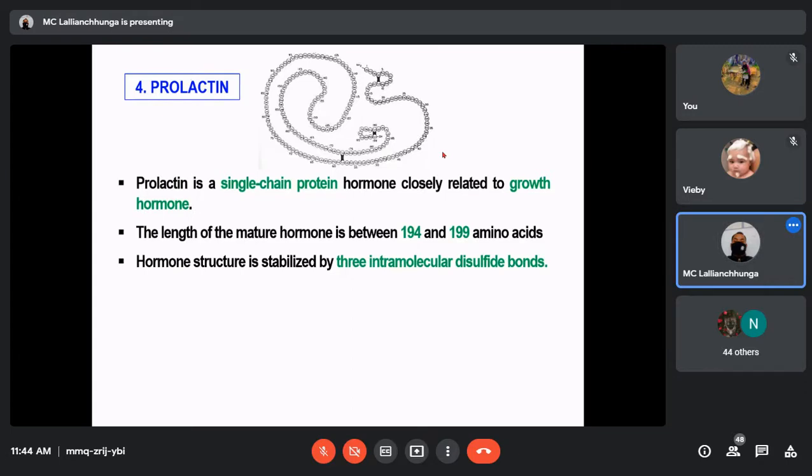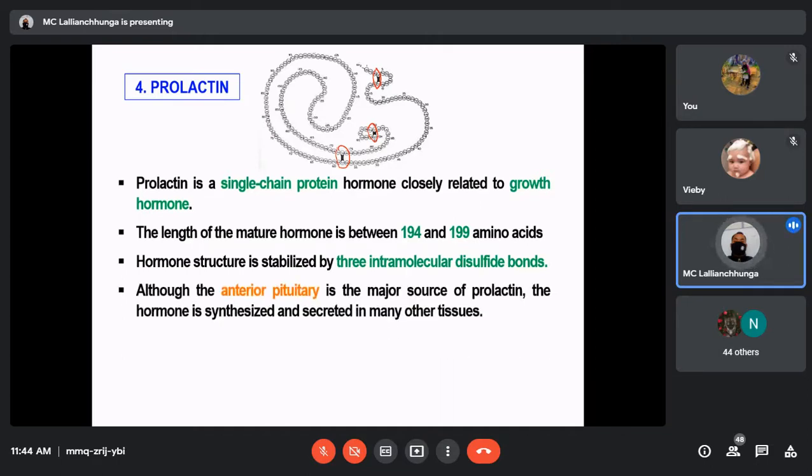The hormone is stabilized by 3 intramolecular disulfide bonds, like the growth hormone. In the growth hormone, there are 2 disulfide bonds, but here in prolactin, there are 3 disulfide bonds.